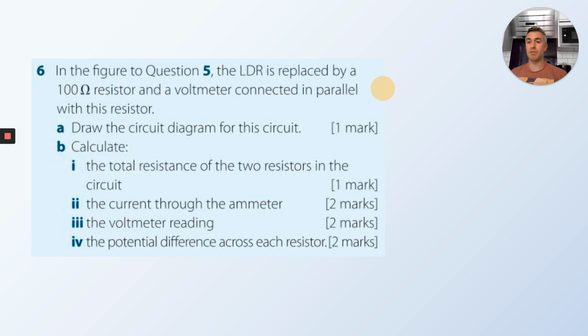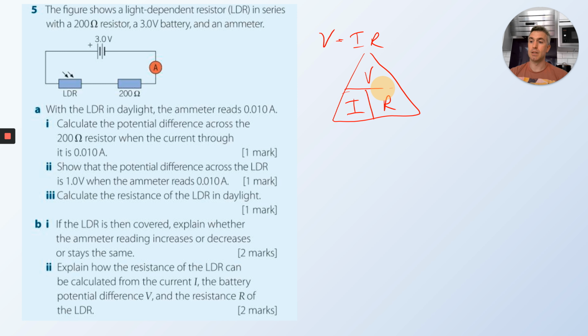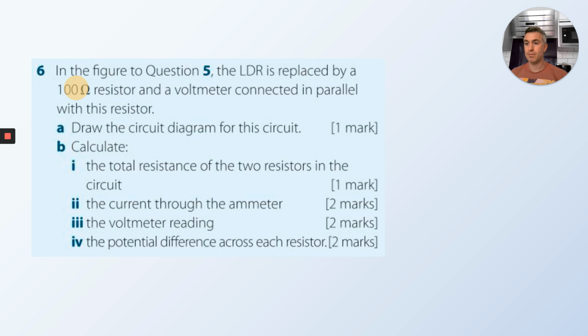In question 5, the LDR is replaced by a 100 ohm resistor. Let's go back. So now we have a 100 ohm resistor here and a 200 ohm resistor there. And a voltmeter is connected in parallel with this resistor. So now, at A, draw the circuit diagram. Really simple. Copy the other one, but just switching the LDR for a 100 ohm resistor.